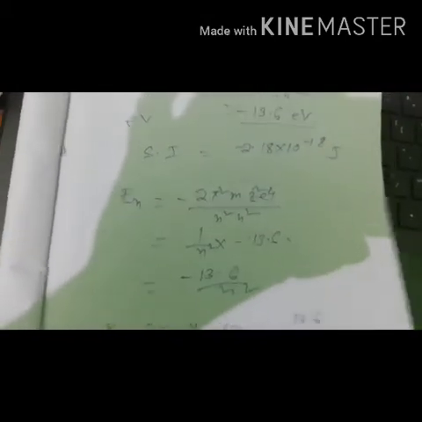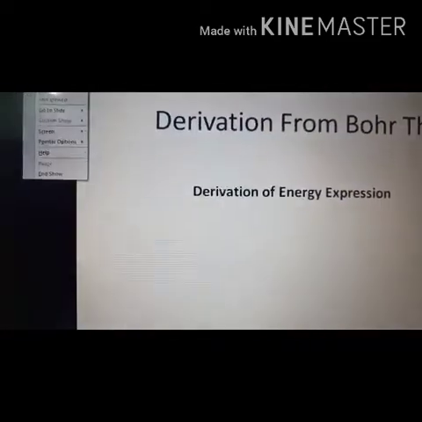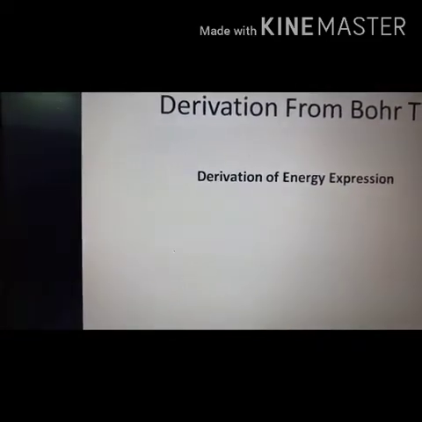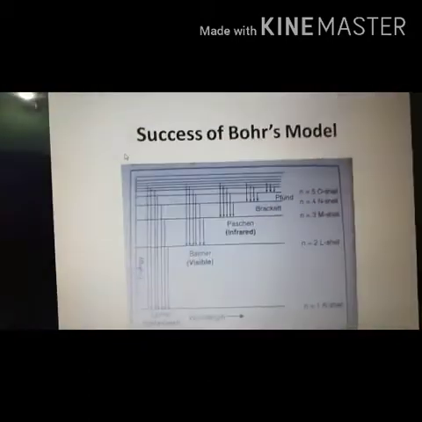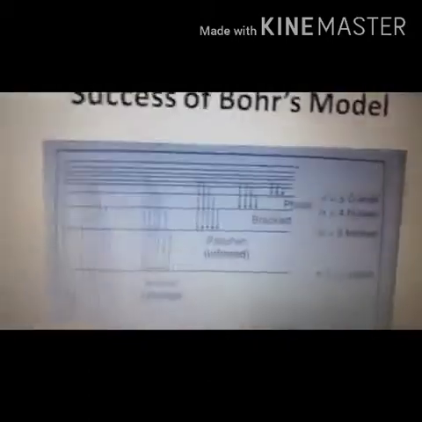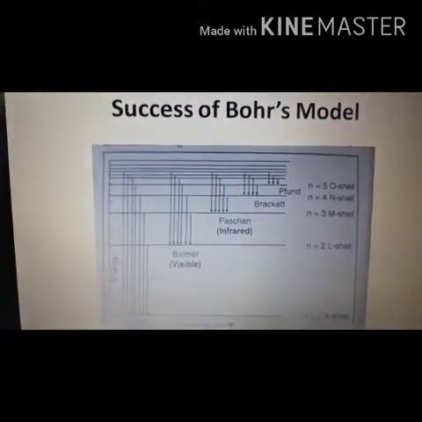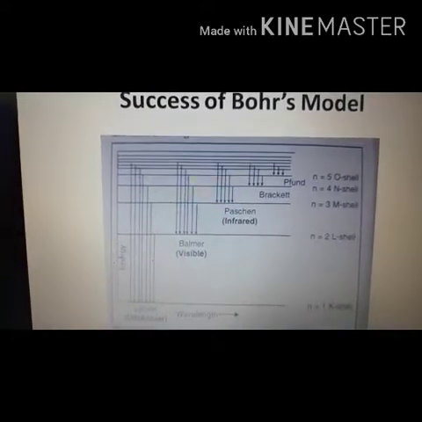Now in the next part, we have to discuss what is the success of the Bohr model. See, the success of the Bohr model is that it can successfully explain the line spectrum of the hydrogen atom.